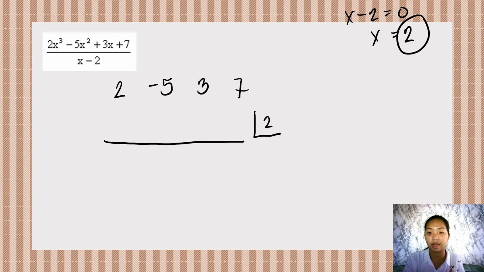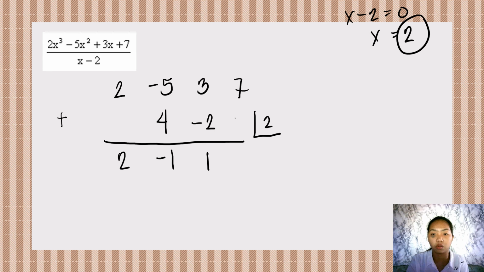First step, bring down 2. And then 2 times 2, that is 4. We write 4 below the negative 5. And then we combine negative 5 plus 4, that is negative 1. And then multiply also negative 1 times 2, that is negative 2. And then add again, 3 plus negative 2, that is 1. And then 1 times 2, that is 2. 7 plus 2, that is 9. Again, we have a remainder.